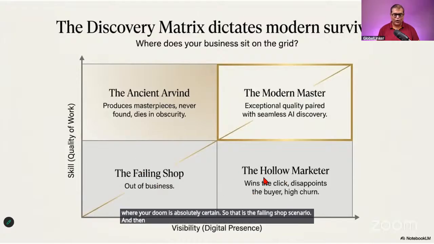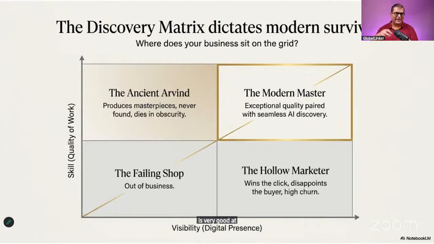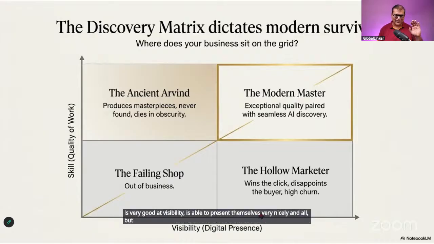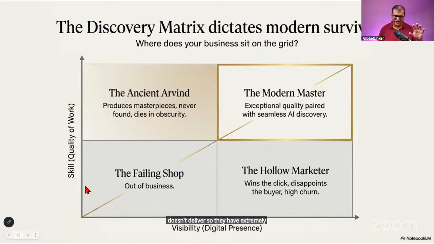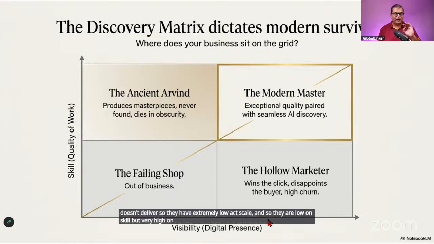And then we have the hollow marketer. A hollow marketer is someone who is very good at visibility, is able to present themselves very nicely, but doesn't deliver. So they are extremely low on skill, but very high on visibility. Those are hollow marketers. And these are also short-lived. It is not like they are going to prosper.